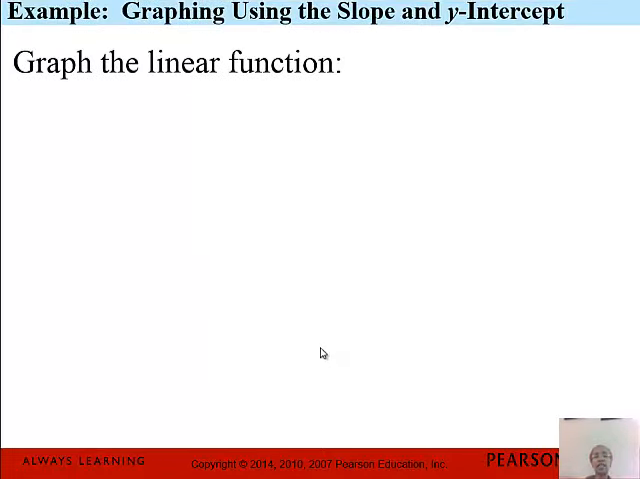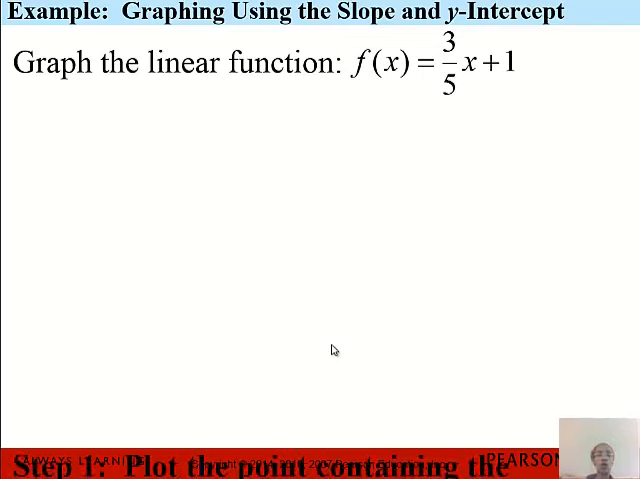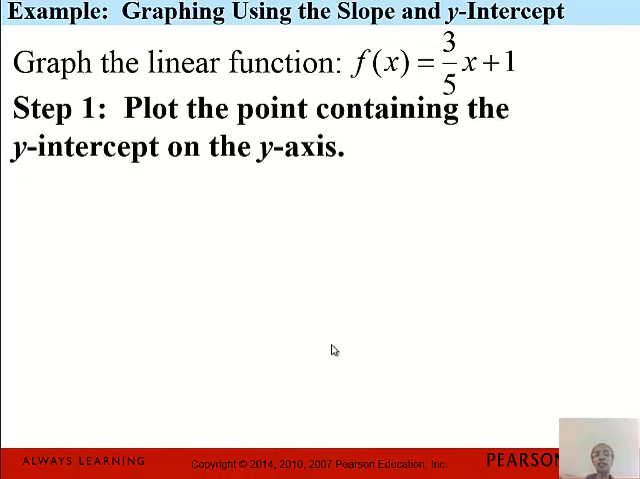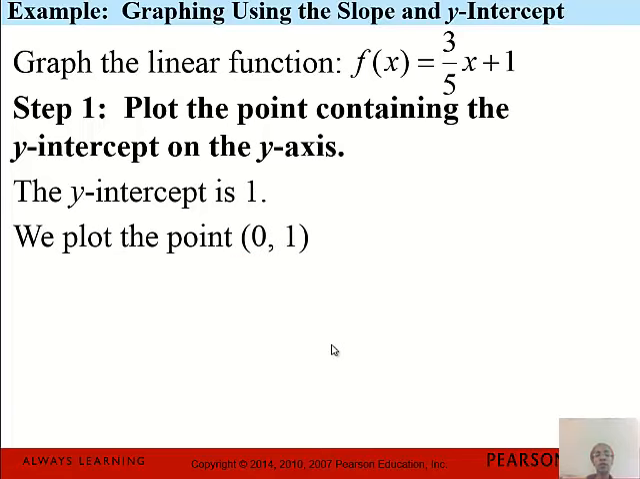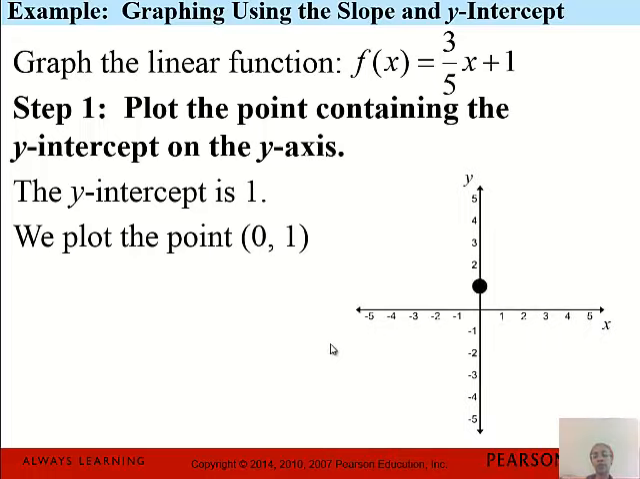So let's look at an example of graphing the linear function f(x) = 3/5 x + 1. Remember, f(x) is the same as y. So step 1 is to plot the point containing the y-intercept on the y-axis. The y-intercept is 1, so the point that we're going to plot is the point (0, 1). So we plot that on the y-axis.